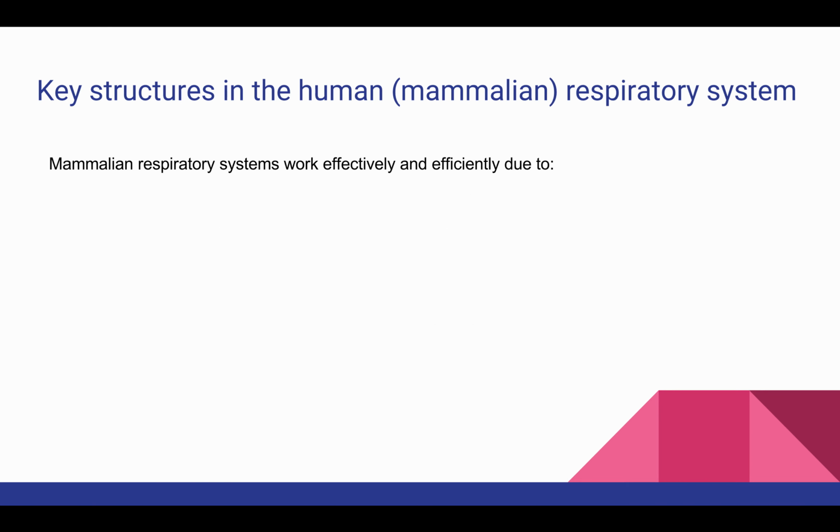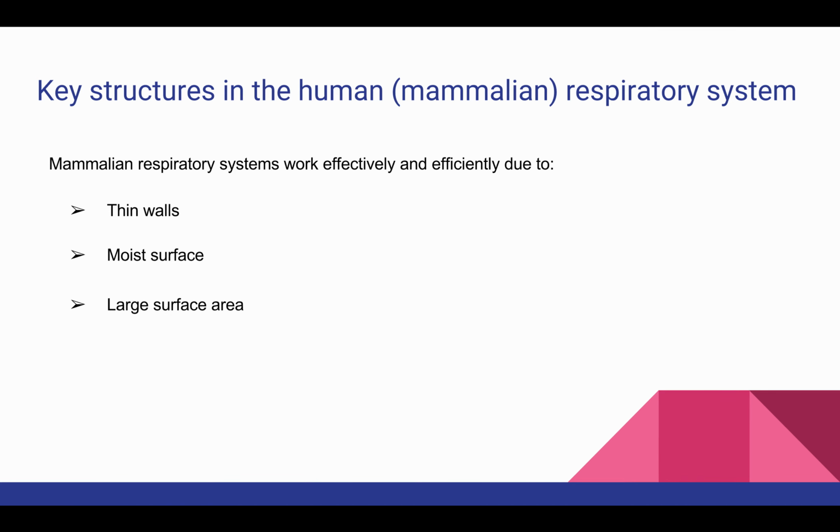So mammalian respiratory systems work very effectively and very efficiently because of a few characteristics. The first being that there are very thin walls in these systems, and that allows for easy diffusion of gases across the membranes. They are also very moist, which also aids in that diffusion process.